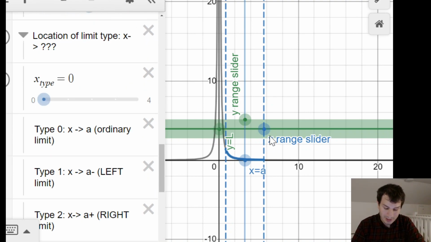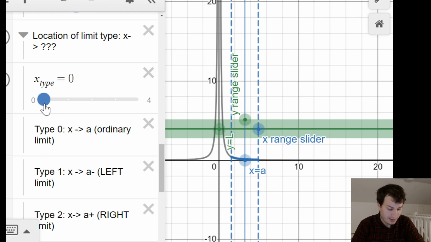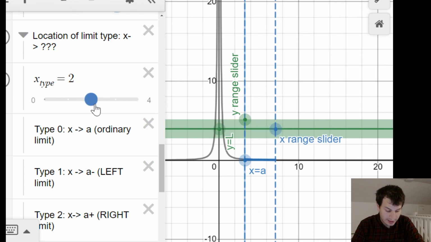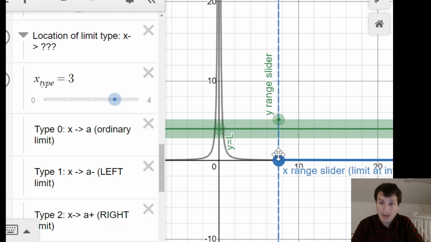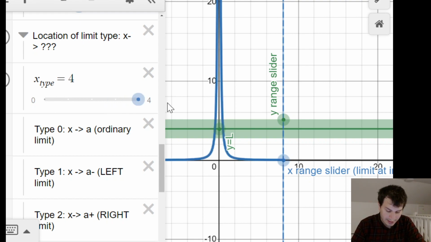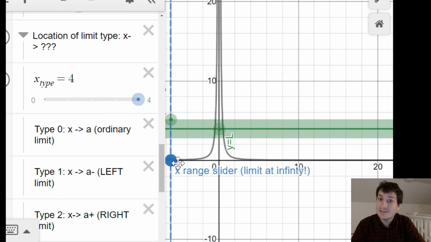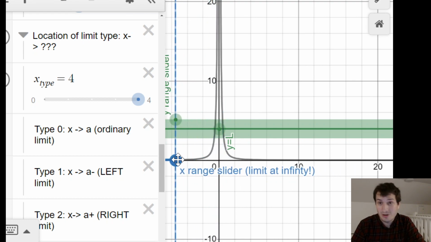So the ordinary one we know is sliding around, getting close to x equals a. Left and right are getting close to x equals a, but only on one side, right? Only on one side. And being infinity or minus infinity is being either large enough, greater than n, or being small enough, less than minus n. They're all different types, and these are all different things you can do for the location.